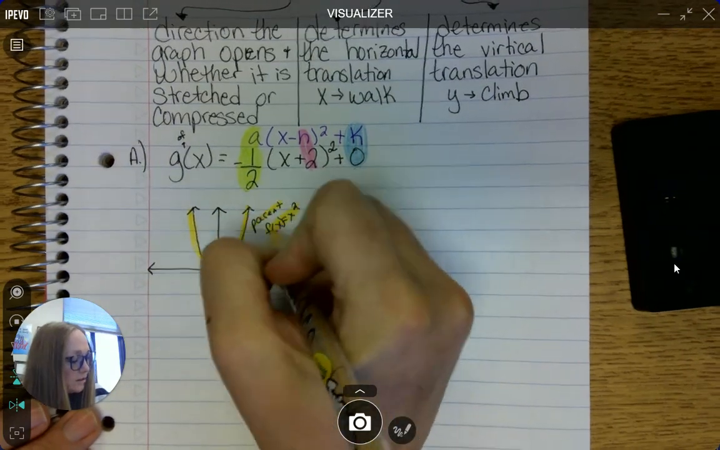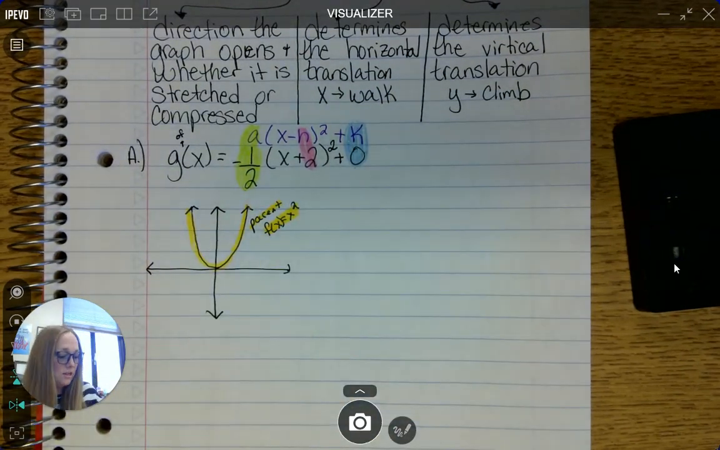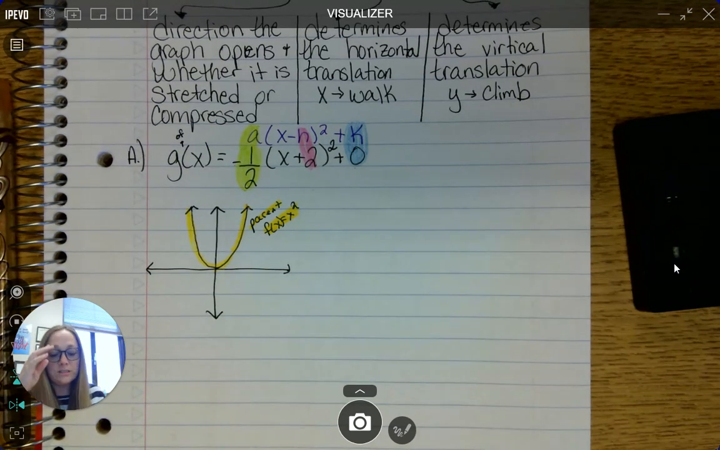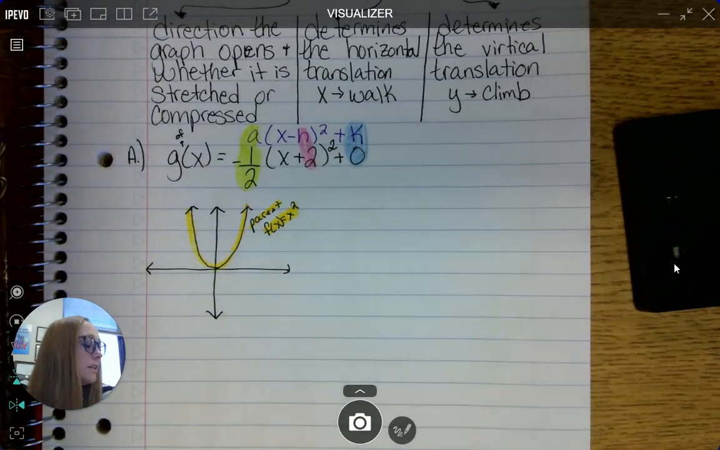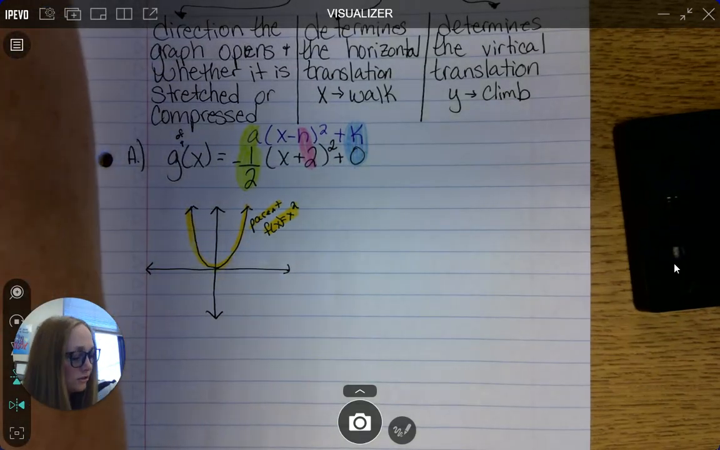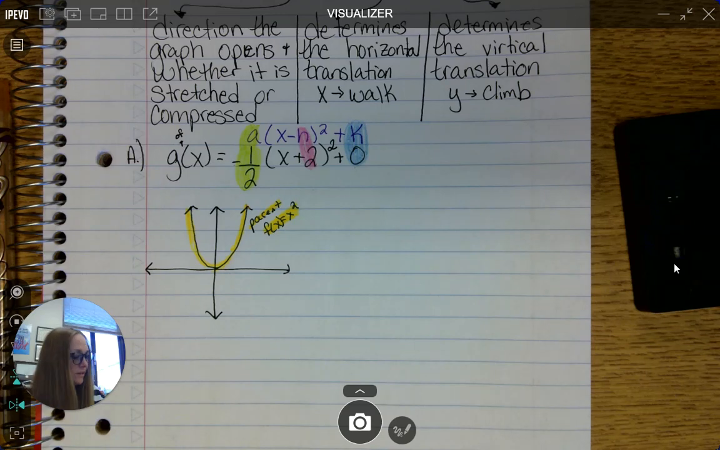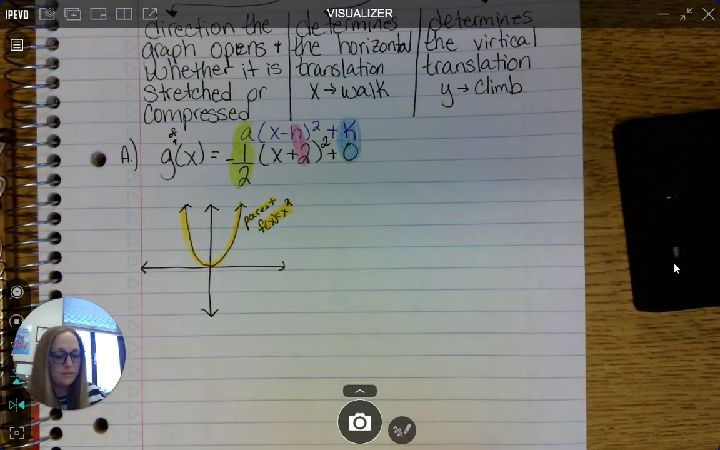So this is where our parent function lies, and we're going to transform this on the graph and see what our new function, I always call it the kid function, looks like. Let me change colors here so they stick out a little bit better. Okay, so we're going to break this apart.